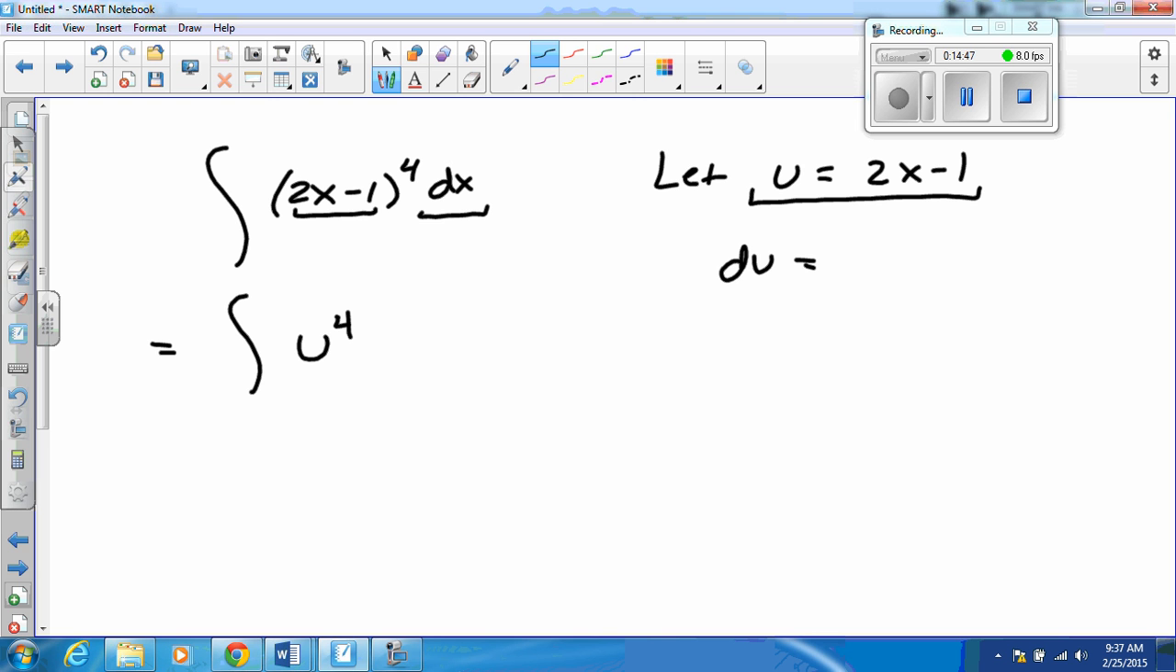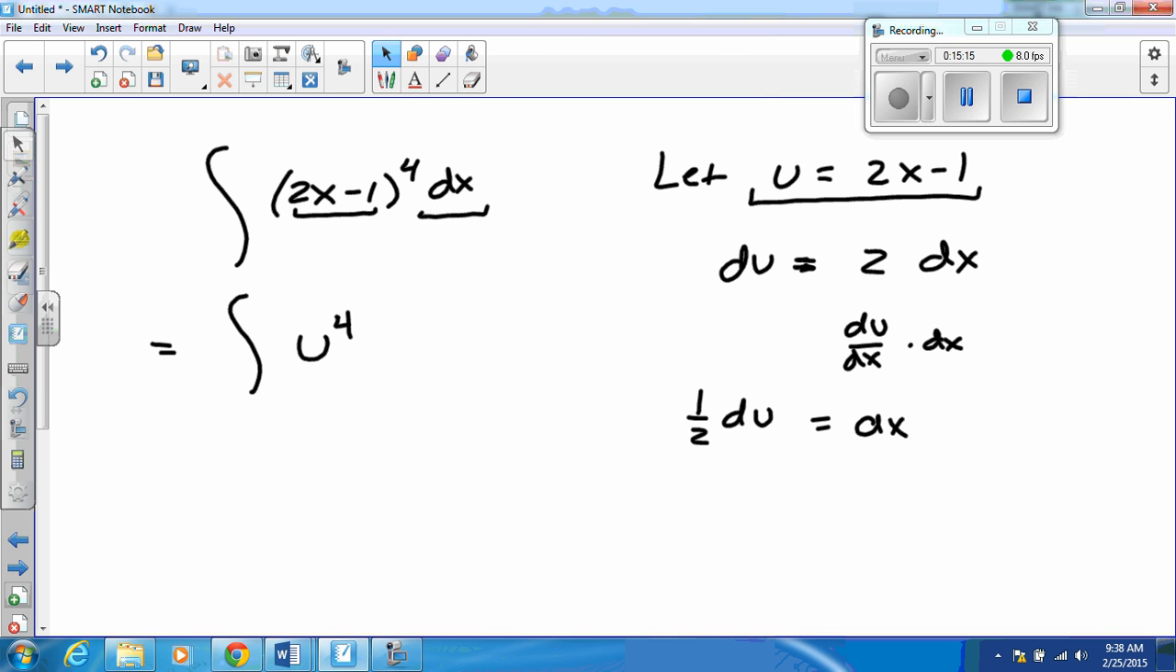which is the derivative times dx. du is equal to, literally, du dx times dx. And now I can see that dx is equal to 1/2 of du, and since dx is equal to 1/2 of du, then gosh darn it, dx is equal to 1/2 of du.